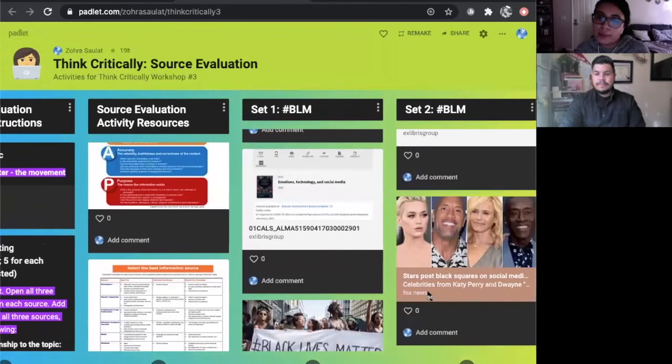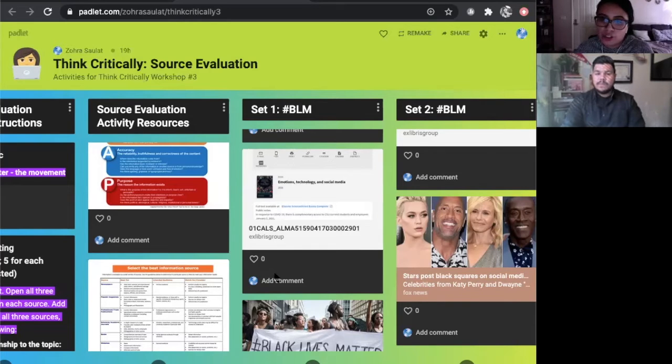And the topic you're exploring in this case is the Black Lives Matter movement. You can either pretend that you're writing a research paper on the topic, or you're doing some more personal and casual research to understand the national conversation that's going on regarding this topic. So choose one source set, and each set has three sources for you to evaluate.